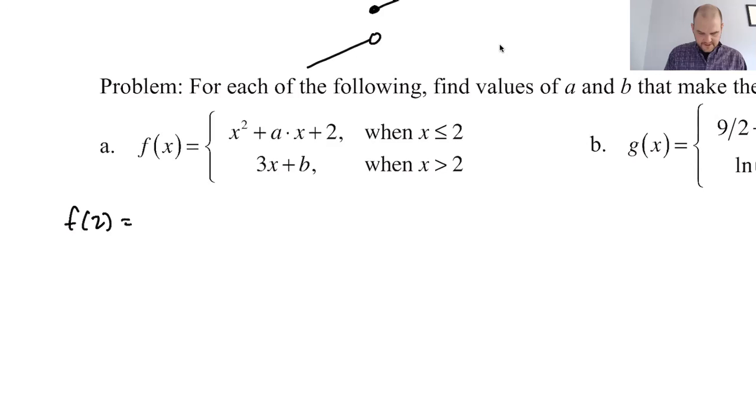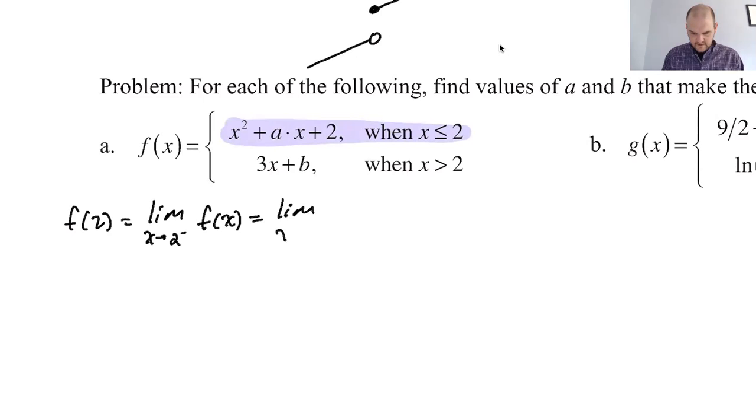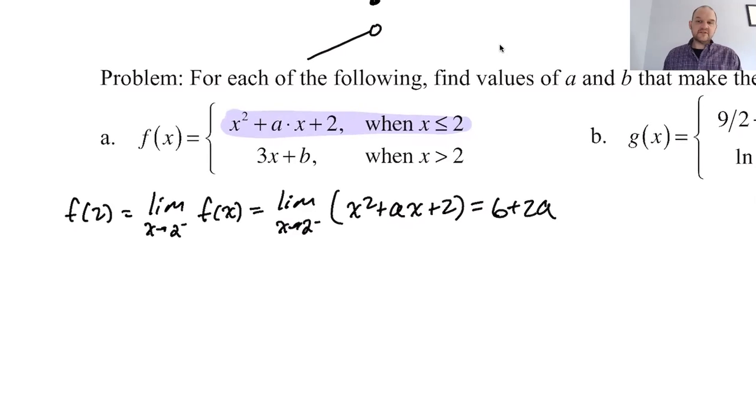f of 2 is equal to the limit as x approaches 2 from the left, because of the definition, right? So the definition that we should use is this one when we're talking about from the left. So from the left of f of x, which is the limit as x approaches 2 from the left of x squared plus ax plus 2. And then that limit we can do by straight evaluating, because quadratics are continuous because they're polynomials. And if a function is continuous, you can evaluate the limit by direct substitution. So 4 plus 2 plus 2a, so 6 plus 2a.